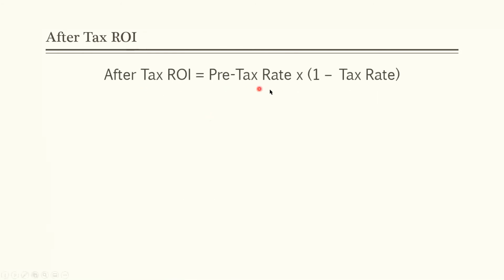We start with our pre-tax rate, and that's whatever rate the bond is going to offer, and we multiply it by 1 minus our tax rate. So you might be able to get a 3% tax-free bond, and you're in the 15% tax bracket, so you take 3% times 1 minus 15% and come up with the answer.